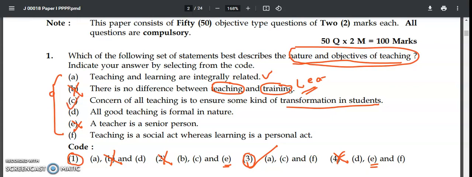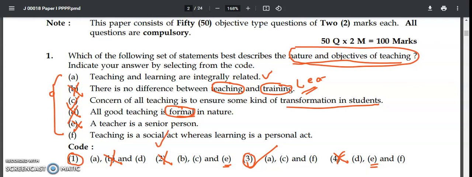And all good teaching is formal in nature. Some teaching is formal, some is informal. Formal is the traditional way of teaching, where all the students go to the college or school, sit in the classroom, and the teacher gives lectures standing upon the dais. Informal is like the online classes we are dealing with and watching recorded videos. All these come under informal teaching. So good teaching comes not only from the formal but also from the informal. So we can take D as a wrong one. Next, teaching is a social act.